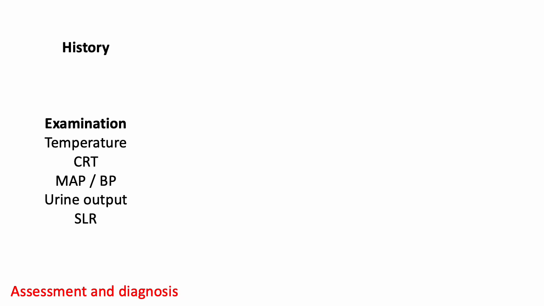We're going to examine the patient, so particularly looking at temperature, capillary refill time as a marker of peripheral perfusion. What's their blood pressure and the mean arterial pressure? What's their urine output? And you can do a straight leg raise as well, which is where you lift the patient's legs and you assess the cardiovascular system to see if there's been any improvement. Because by lifting the patient's legs, we're giving them a virtual fluid bolus, as there's an increased amount of venous return from the legs that then returns to the central circulation.